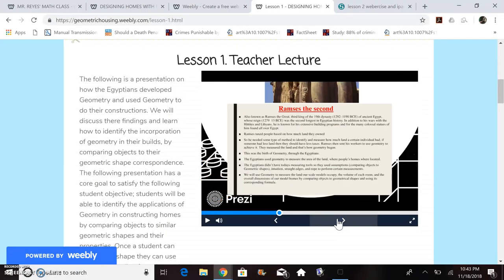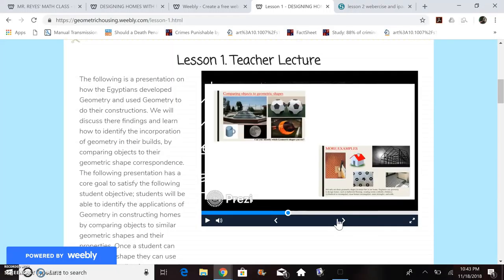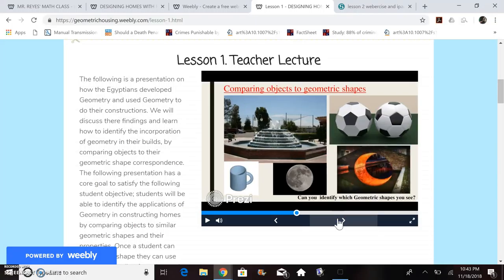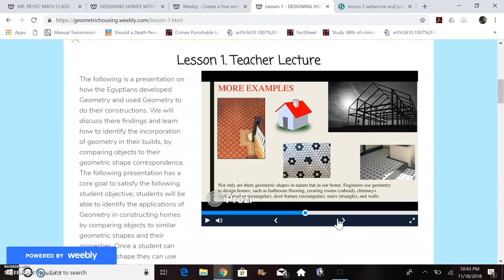Then I will discuss Ramses II, how he developed geometry by sending his workers to measure the land in order to tax people. Then I will discuss comparing objects to geometric shapes. So these are how to identify geometric shapes in the real world. And by doing that, we can find its volume, its area. We can find several characteristics of it. And as you can see, engineers use this to build and construct stuff, as you can see in these pictures.